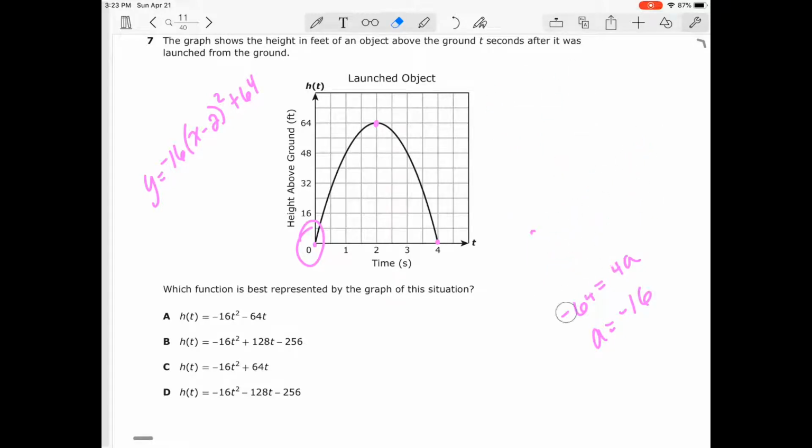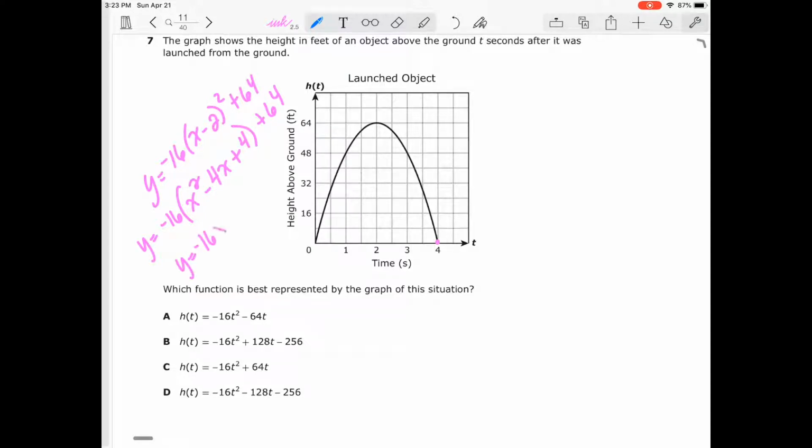Now, we need to have it in standard form. Right now, it's in vertex form. So, in order for me to have it in standard form, I need to distribute that (x minus 2). So, that's going to give me y is equal to negative 16 times (x squared minus 4x plus 4) plus 64. Now, I'm going to distribute that negative 16.